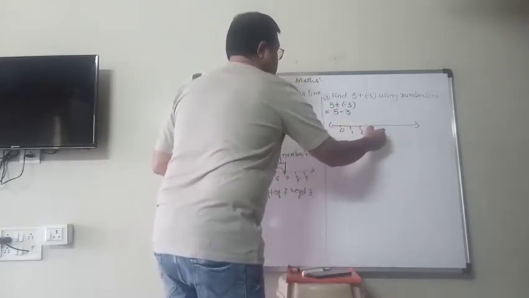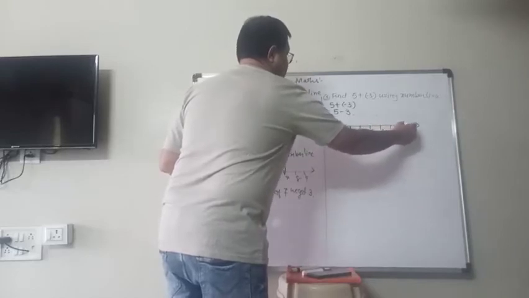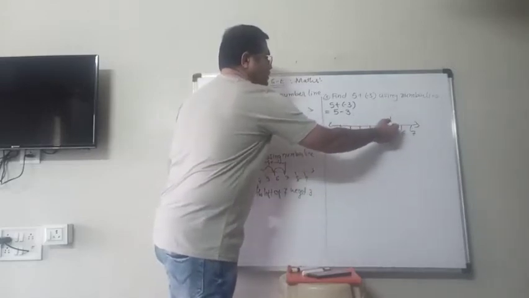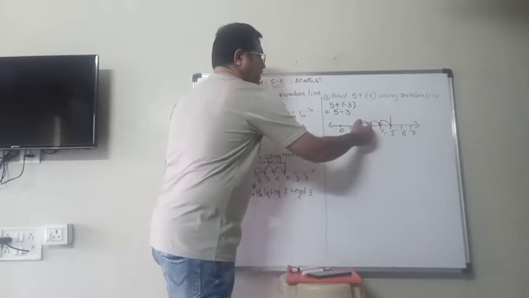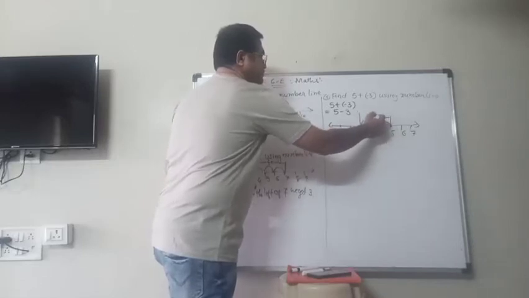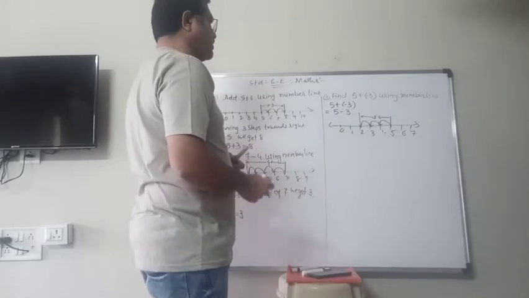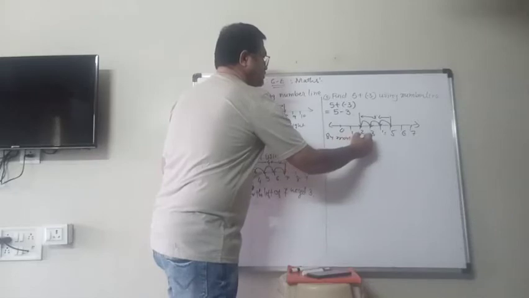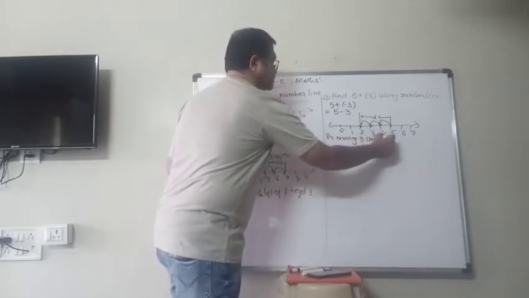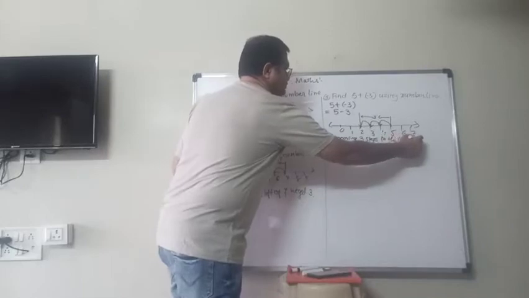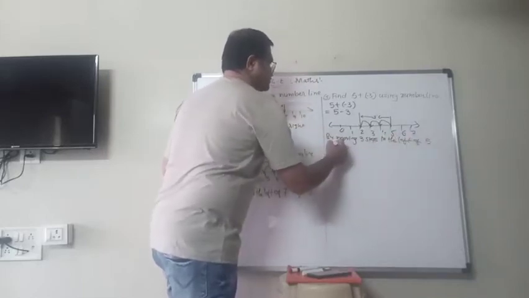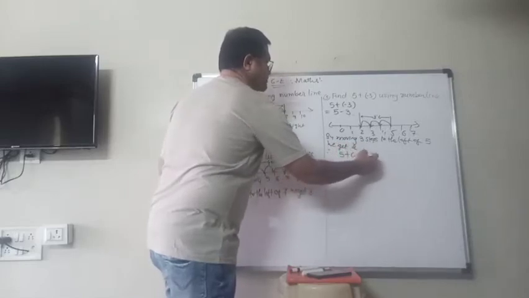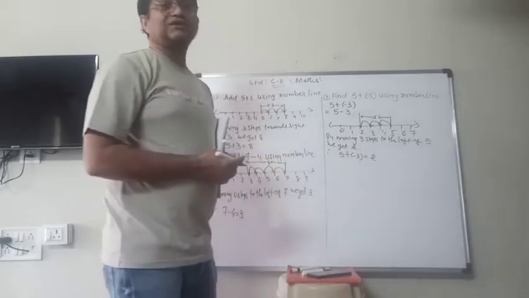0, 1, 2, 3, 4, 5, 6, 7. We have to start from 5. Move 3 steps, 1, 2 and 3. What did you get? 2. So by moving 3 steps to the left of 5, we get 2. Therefore, 5 plus minus 3 equals 2.